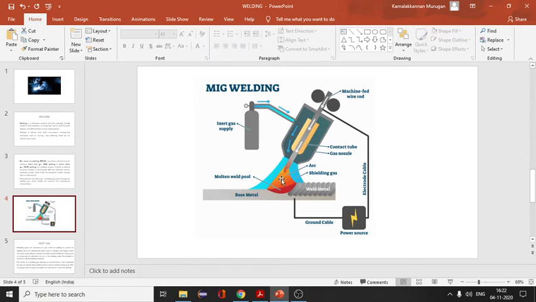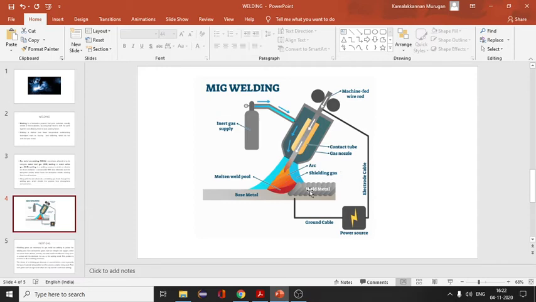Is that clear? We know that in the welding process we use electrical things. Most probably it is going to be a circuit. And in the MIG welding process we have two possibilities: either we can use direct current or alternating current. Most probably we prefer direct current.